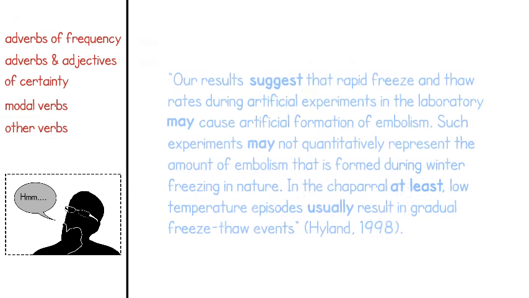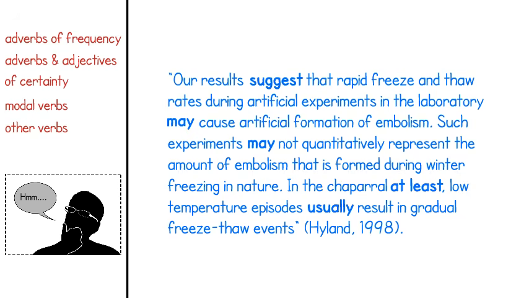Here's an example of how we might combine different ways of hedging in a paragraph. Our results suggest that rapid freeze and thaw rates during artificial experiments in the laboratory may cause artificial formation of embolism. Such experiments may not quantitatively represent the amount of embolism that is formed during winter freezing in nature. In the chaparral, at least, low-temperature episodes usually result in gradual freeze-thaw events.